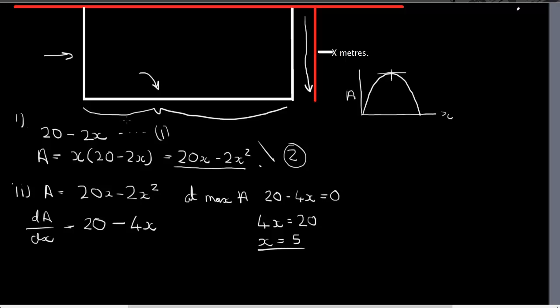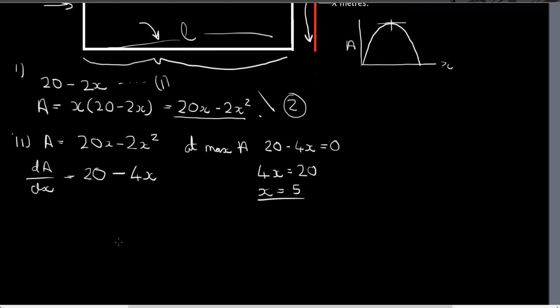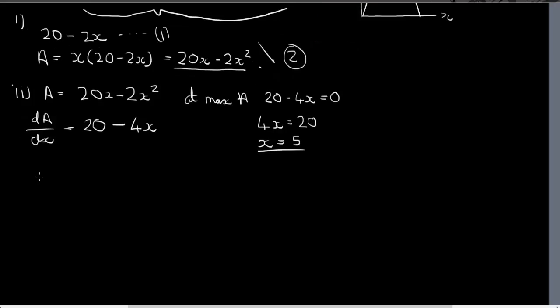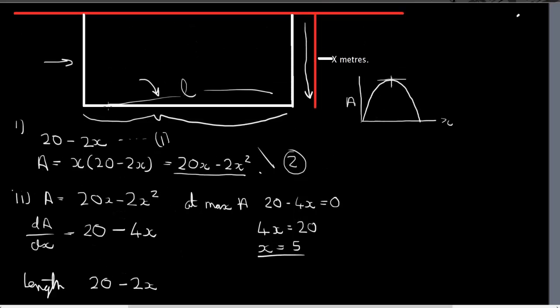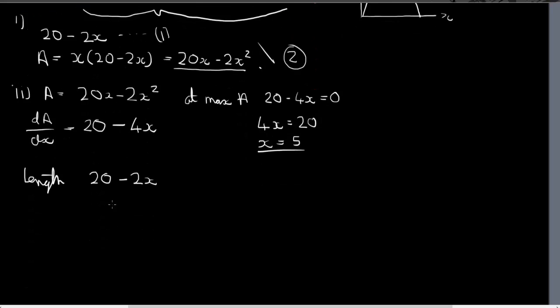So all we need to do is find the length here, multiply them together and we find the area. So we've got x equals 5. The length, well, we know the length of the row is 20 metres. So the length we're looking for is 20 minus 2x. Just check the diagram again there. It's 20 there, minus x minus x, which is minus 2x.